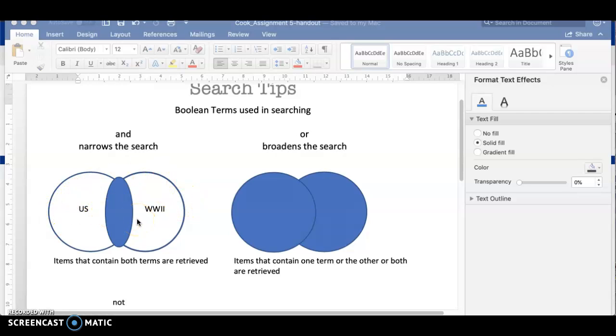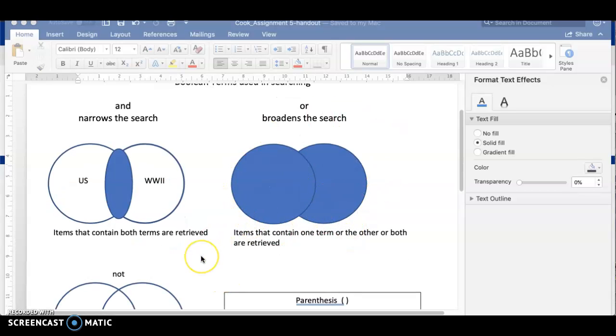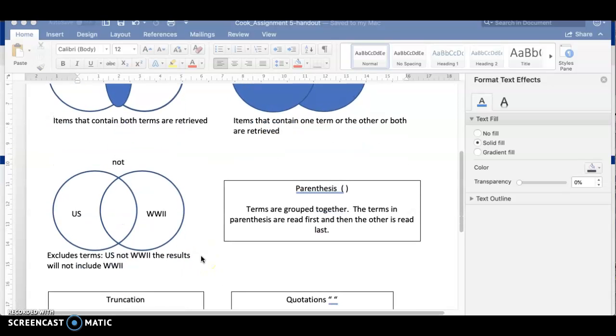If we use the word OR, you're going to get items that contain one term, which could be over here, or the other term over here, or it could be both that are in the middle. That's why both circles are colored. If we use the word NOT, it's going to exclude a term. So if we said United States NOT World War II, the results will not include World War II. We can use parentheses, where terms are grouped together, and the terms in parentheses are read first, and then the other is read last.